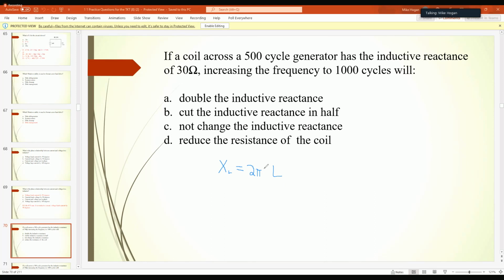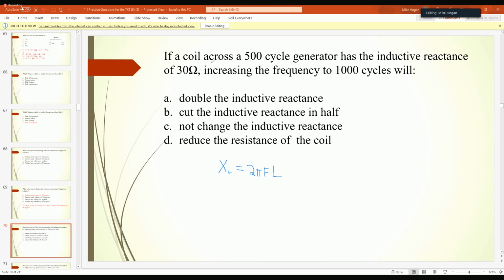2 pi f. And what was f? If L is the size of the inductor, 2 pi is just 2 times 3.14. F was the frequency, right? And what we were saying is basically that as my frequency increases, the resistive value, this was inductive reactance, which is measured in ohms, right? So that value is directly proportional. And so that's really what this question is getting to.